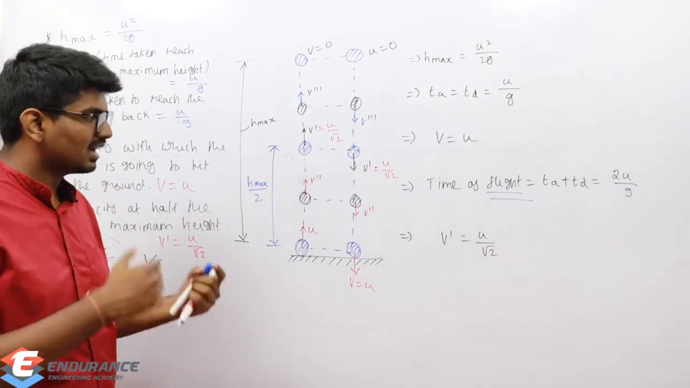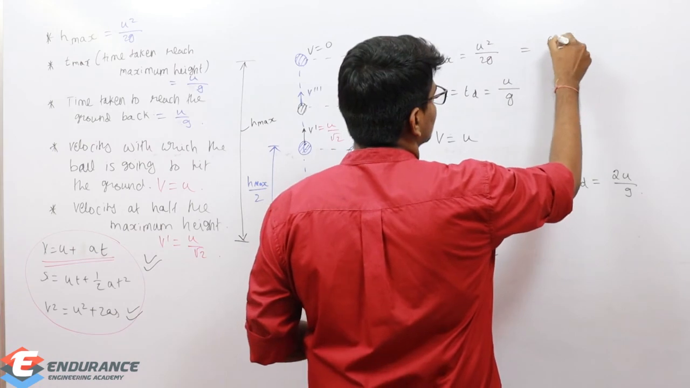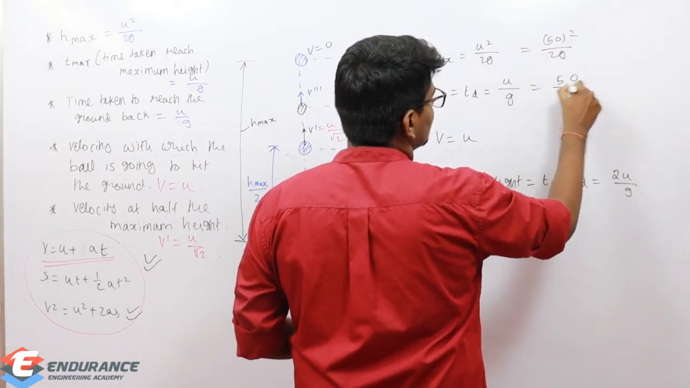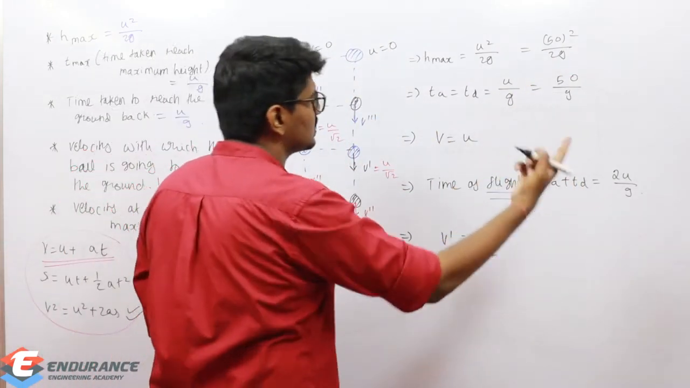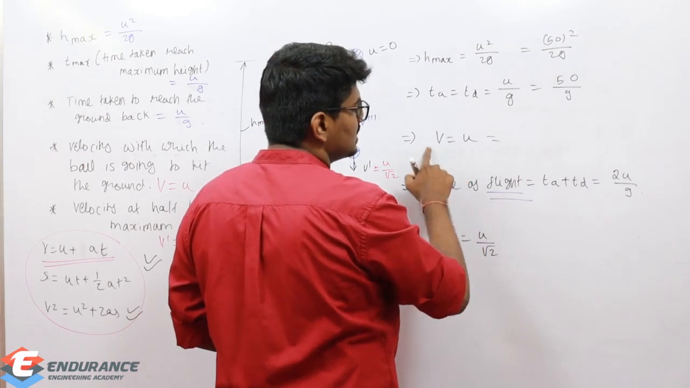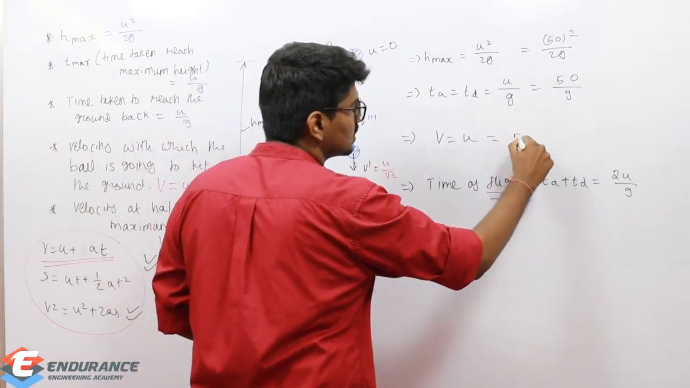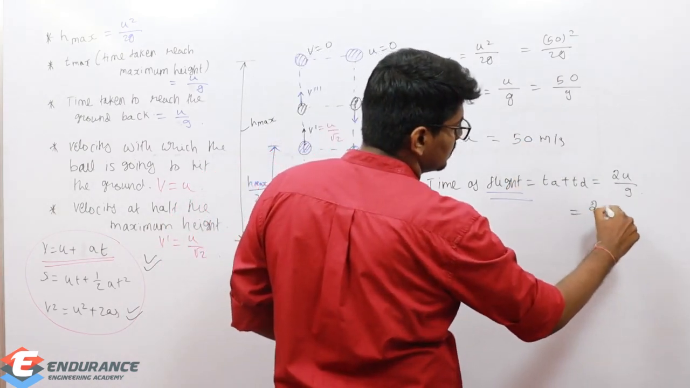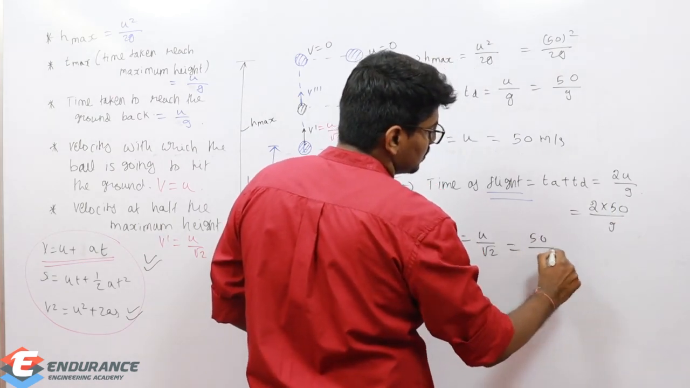Now, regarding this problem, the velocity was given as 50 meter per second. So just substitute 50 here. 50 square by 2G. The time will be 50 by G. G can be taken as 9.81 or 10, it depends on the problem. You substitute it and you will get the answer. So initial velocity is 50, and the final velocity with which it is hitting back is also 50 meter per second only. The time of flight is going to be 2 times 50 by G. And V dash is going to be 50 by root 2.